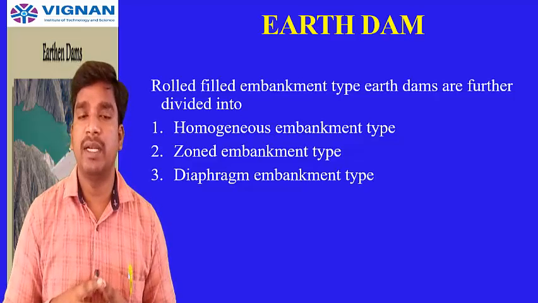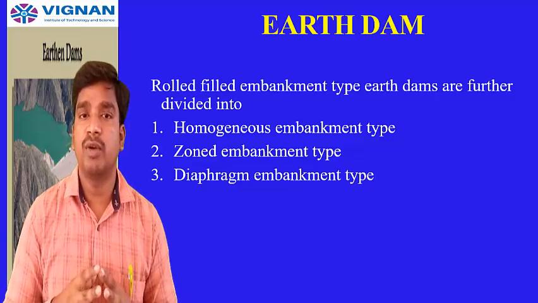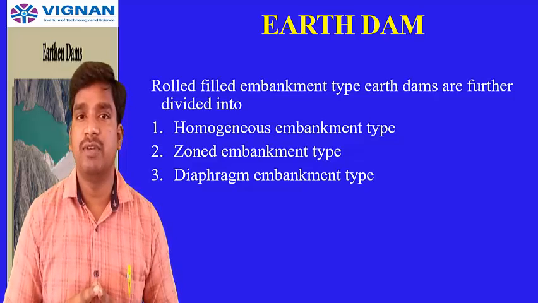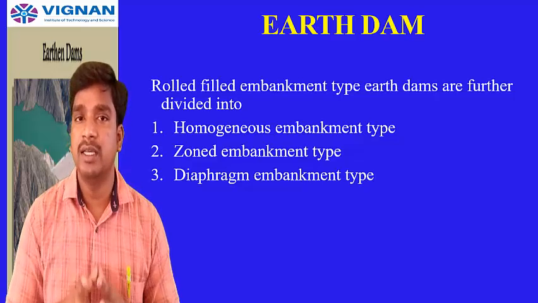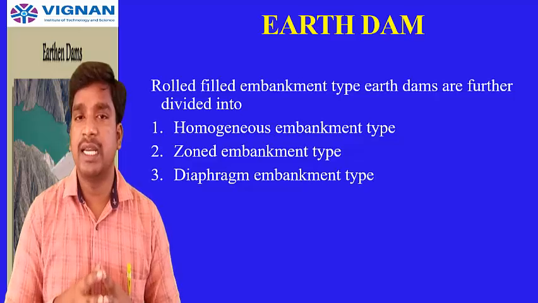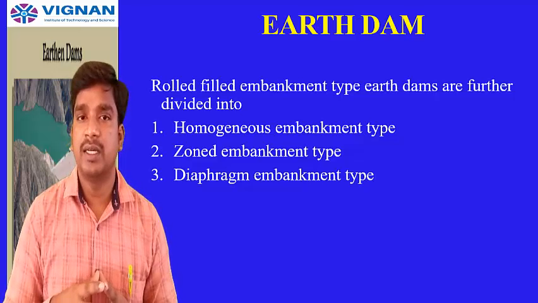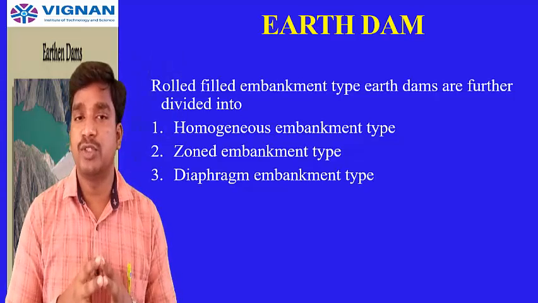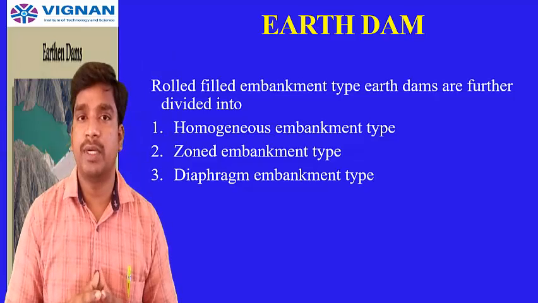Coming to the second one, the zoned embankment type. See, here in the zoned embankment type there are two different materials, or we can say more than one material is used in the construction of this particular type of dam. Now coming to the diaphragm embankment type, a diaphragm is placed at the center of the dam, like a core. Okay, so this diaphragm is arranged at the center so that stability is attained for these earthen dams. Okay, so these are the basic types of rolled fill dams based on the embankment type adopted.